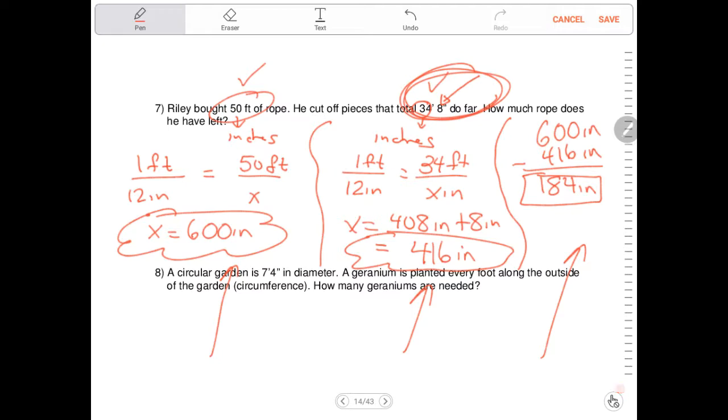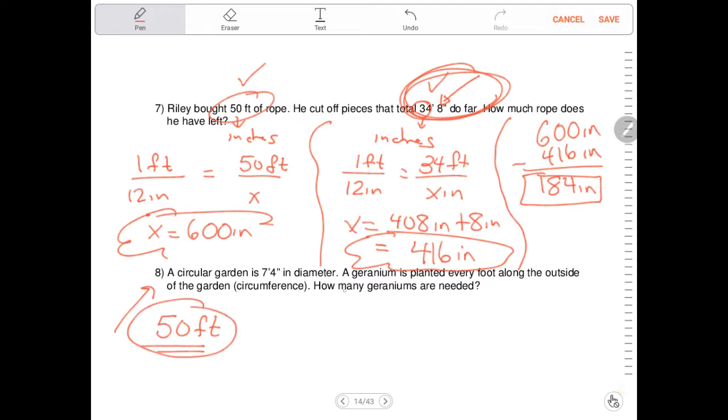And just to help you out, just to prove my point, I'm going to answer number 7 in feet. And I'm going to do so down here in the space for number 8. So everything into feet. Well, we had 50 feet. That doesn't need to change. That's great. Now, we have 34 feet, so that's one of my values. This 34 feet 8 inches.